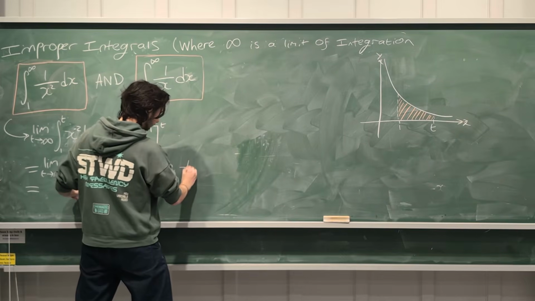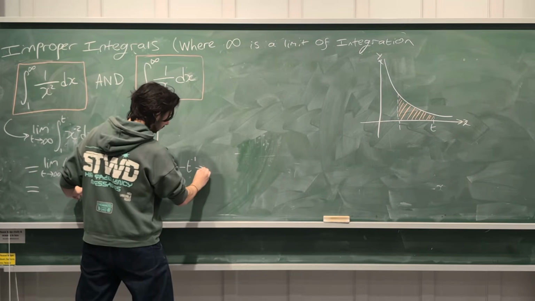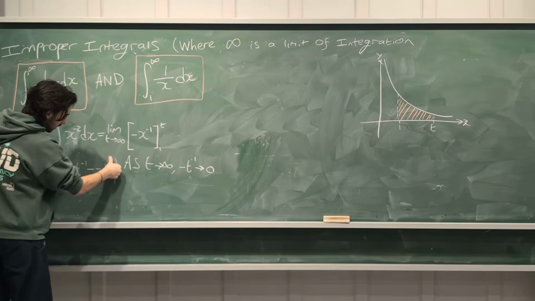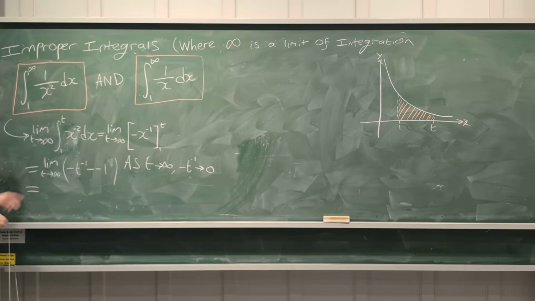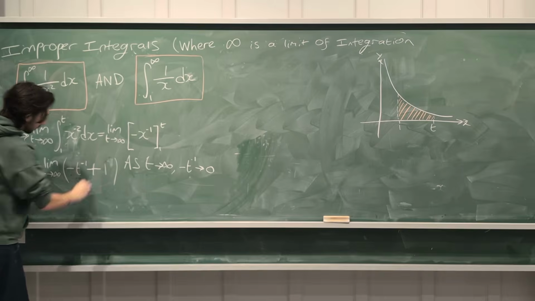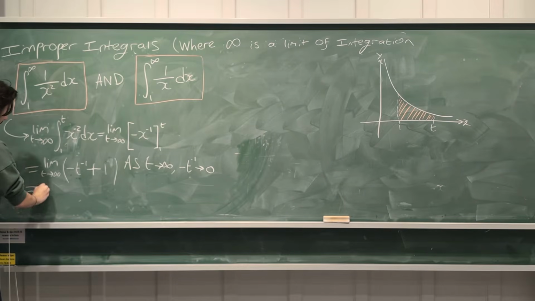So minus t to the minus 1 approaches 0. But there's also a 1 to the minus 1. 1 to the minus 1 is just 1, guys. So we can kind of just ignore that. And then, of course, a minus and a minus, that's actually going to be a plus overall. So it's 0 plus 1, which is 1.